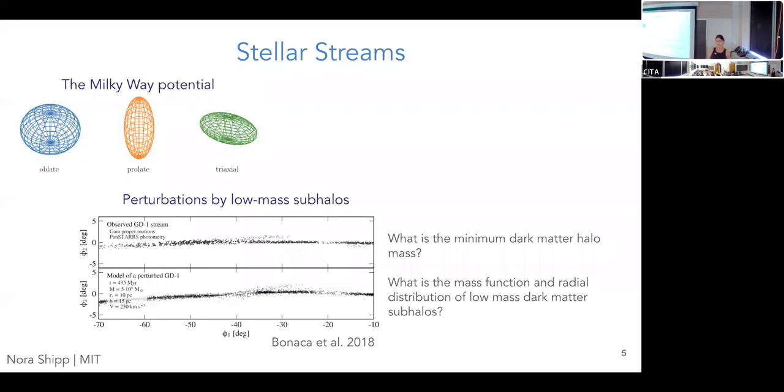We can also use a population of streams to study what the overall mass function and radial distribution of these low mass subhalos are.